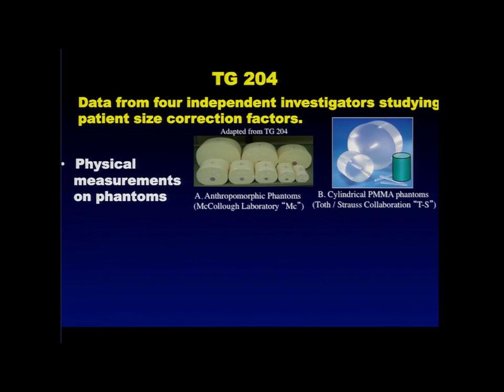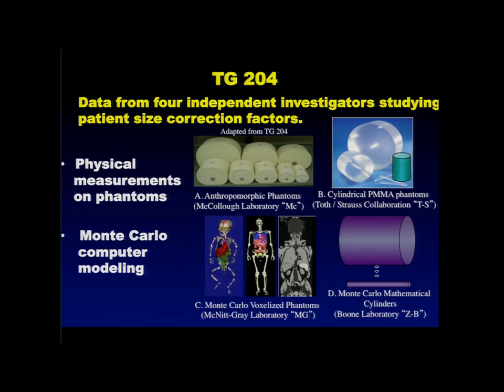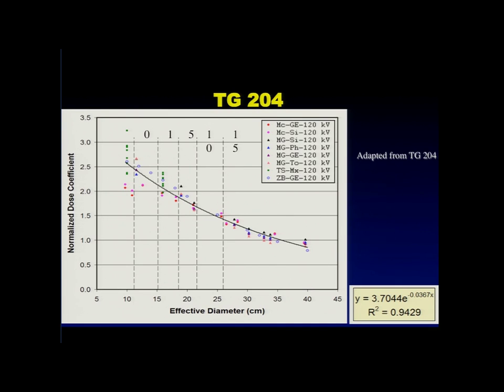Well, we took data from 4 independent sources. 2 of the sources did physical measurements in phantoms, and 2 of the sources did Monte Carlo simulations. So we all worked independently. We really didn't know what each one of us was doing, and we took all our data and put it all together in one plot, and lo and behold, there's a reasonable fit of the data.